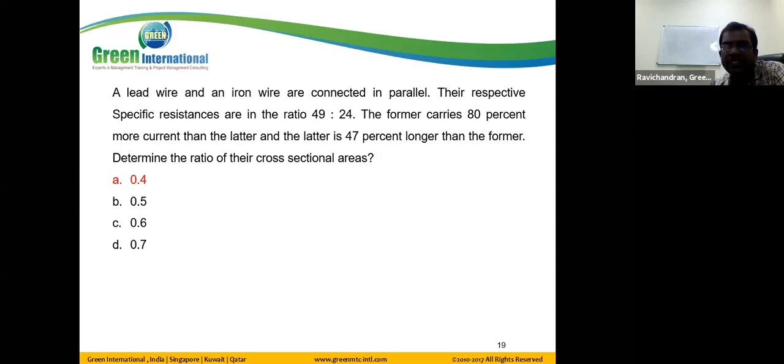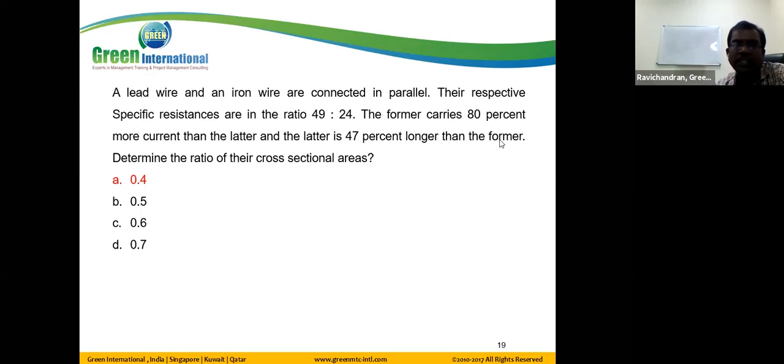Here the former means the lead wire, because we have two wires, lead wire and iron wire. The former is called the lead wire. The former carries 80% more current than the latter, and the latter is 47% longer than the former.